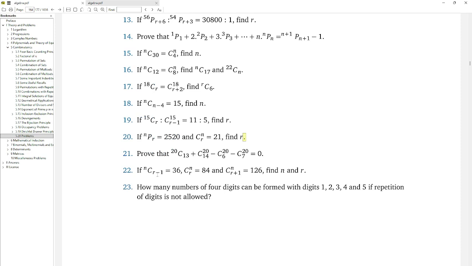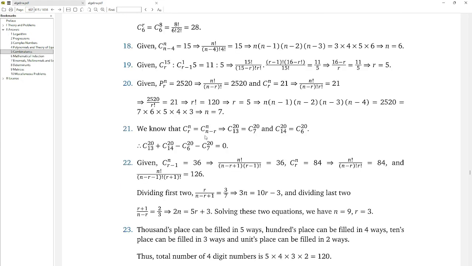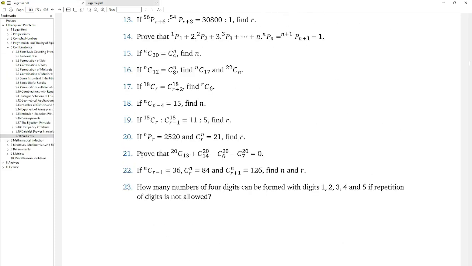Question 21 says that prove that 20C13 plus 20C14 minus 20C6 minus 20C7 is equal to 0. So we know from formulas that nCr is equal to nC(n minus r). So 20C13 will be equal to 20C7 and 20C14 will be equal to 20C6. And that is why the given expression is 0.